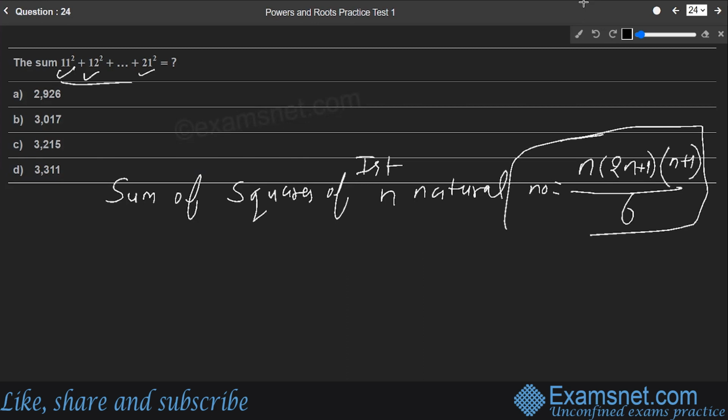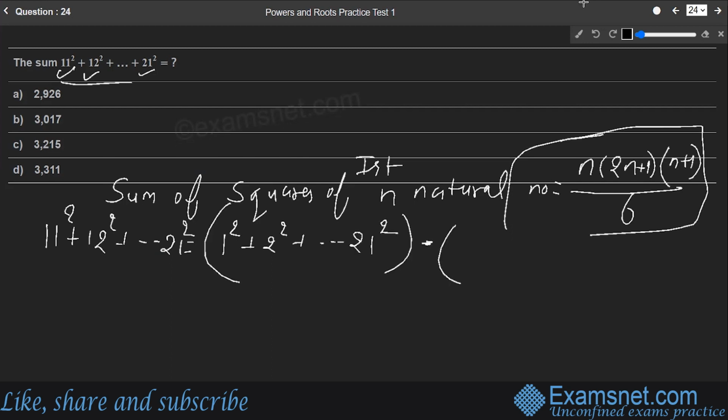11 squared plus 12 squared plus dash dash dash till 21 squared can be written as 1 squared plus 2 squared plus dash dash dash till 21 squared, minus 1 squared plus 2 squared till 10 squared. So clearly, the sum of perfect squares till 21 squared minus the sum of perfect squares till 10 squared will give us the sum of the squares from 11 squared till 21 squared. Now we can use our formula.